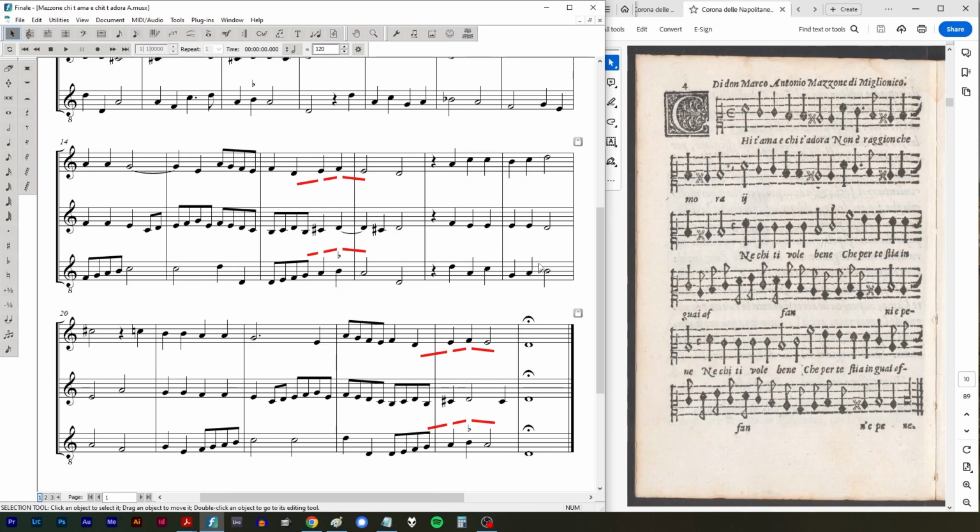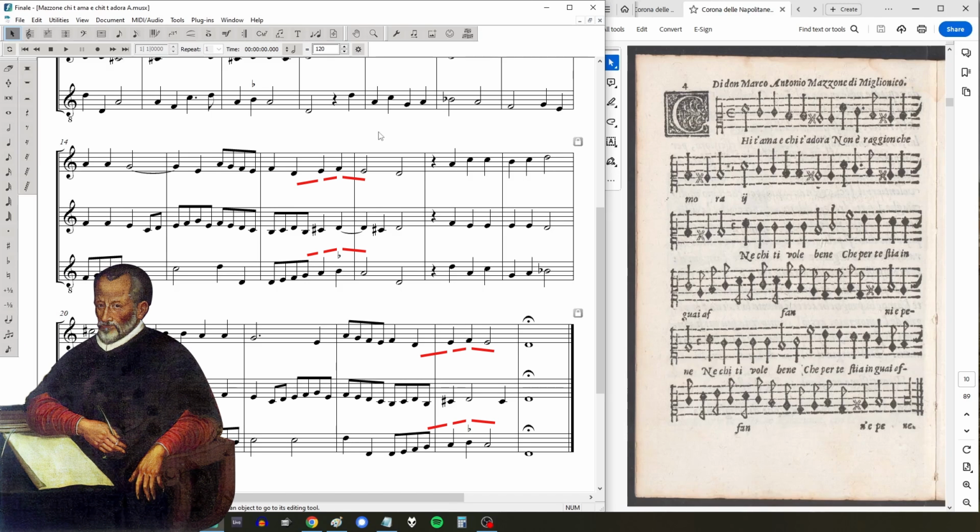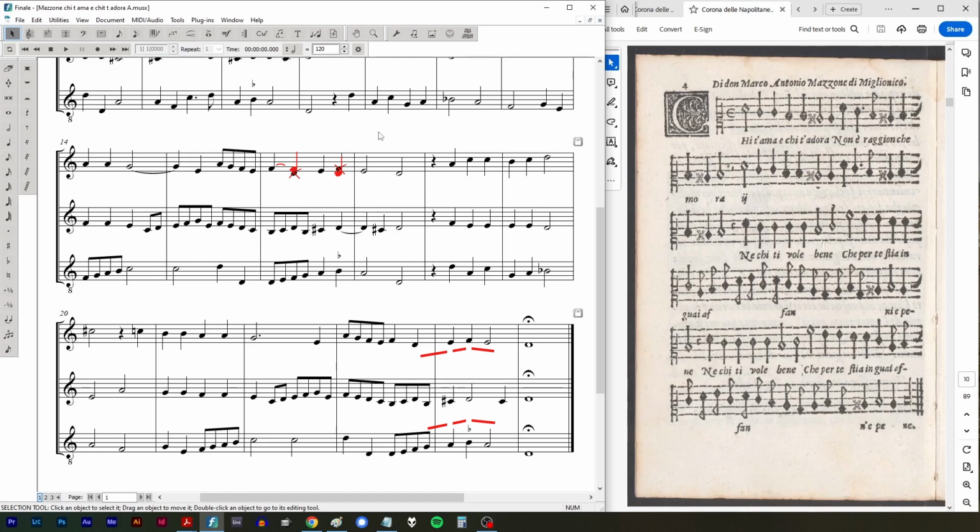Again, according to the theorists from that period, such a thing is simply considered an error. You'll probably not find such progressions in compositions of Palestrina, for example. One could try and correct it, for example, like this.